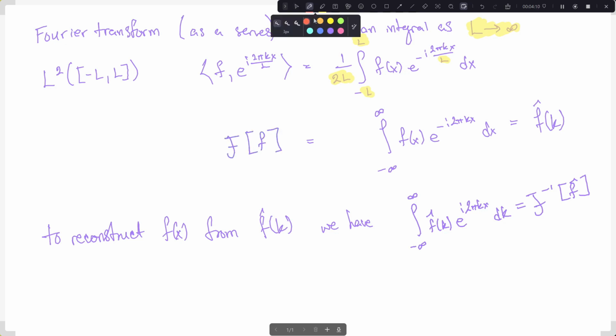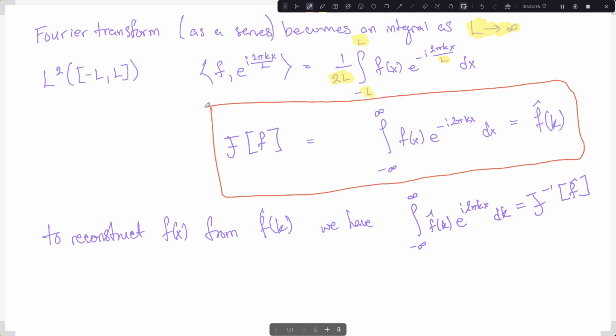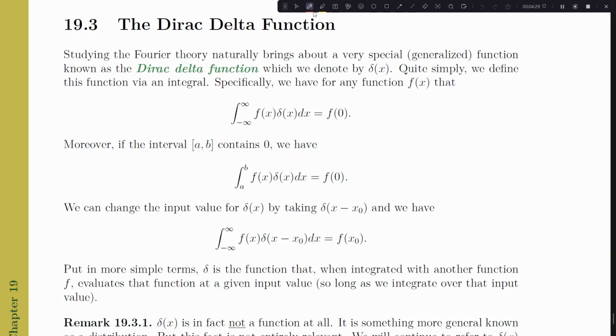Maybe I'll circle those just so we're a little bit more clear about how this looks in the L going to infinity section. So just kind of maybe pause your screen there and keep an eye on what that looks like. But this is useful because when we jump back now to the Dirac delta function, we start to utilize some very important properties of these integral transforms instead.